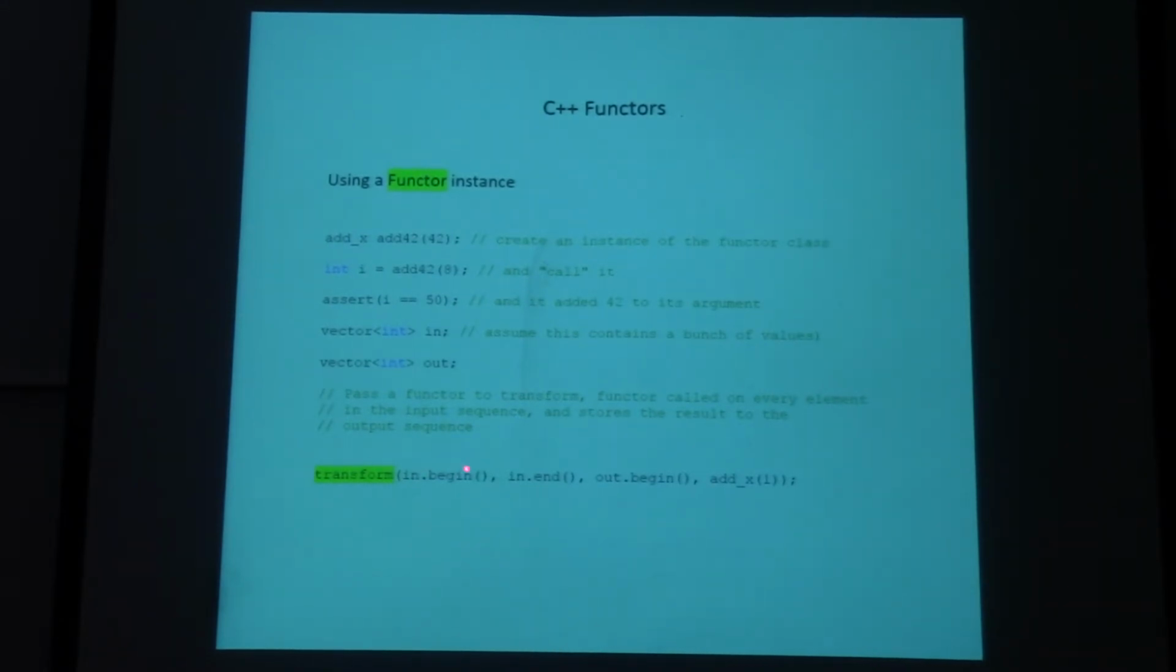So beginning pointer of the iterator, end pointer for the iterator, the beginning of the storage, and then we have add1x. This is the crazy one. This is the crazy one right here. What is addx?